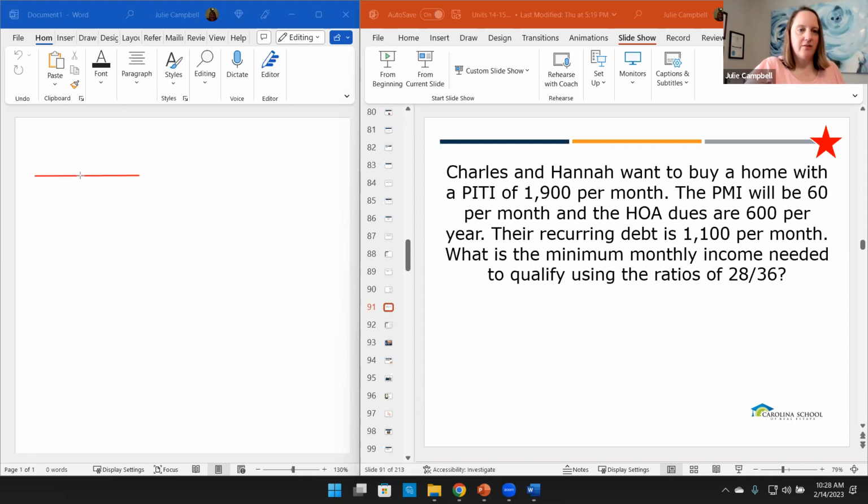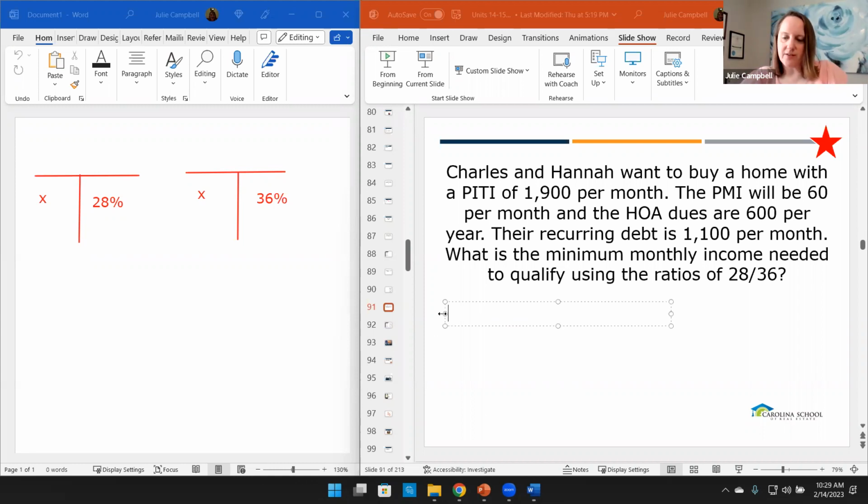We've read the problem. We're either reciting our formulas or we're throwing down two T-bars. This time, what we're solving for is income. And we got to qualify them, their income, using the 28% and the 36%. So just getting ourselves set up. So let's look first at the 28%, the housing expenses.